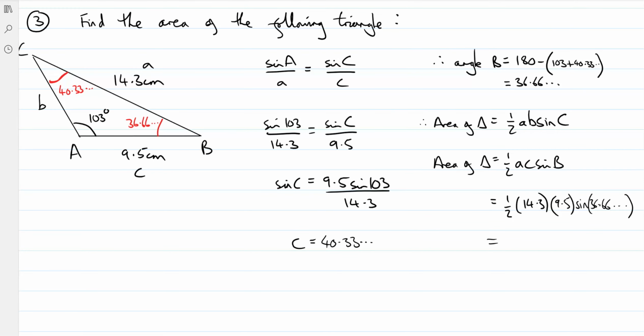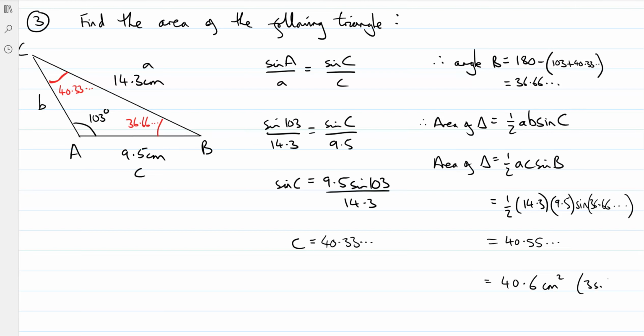Remember, use the exact value. Because I've got that value up in my calculator, I should probably still have it up in my display from here. I can just take sine of that, so sine ans 0.59ish, and then I can multiply by my half, multiply by my 14.3, and multiply by my 9.5. Give me 40.55, etc.